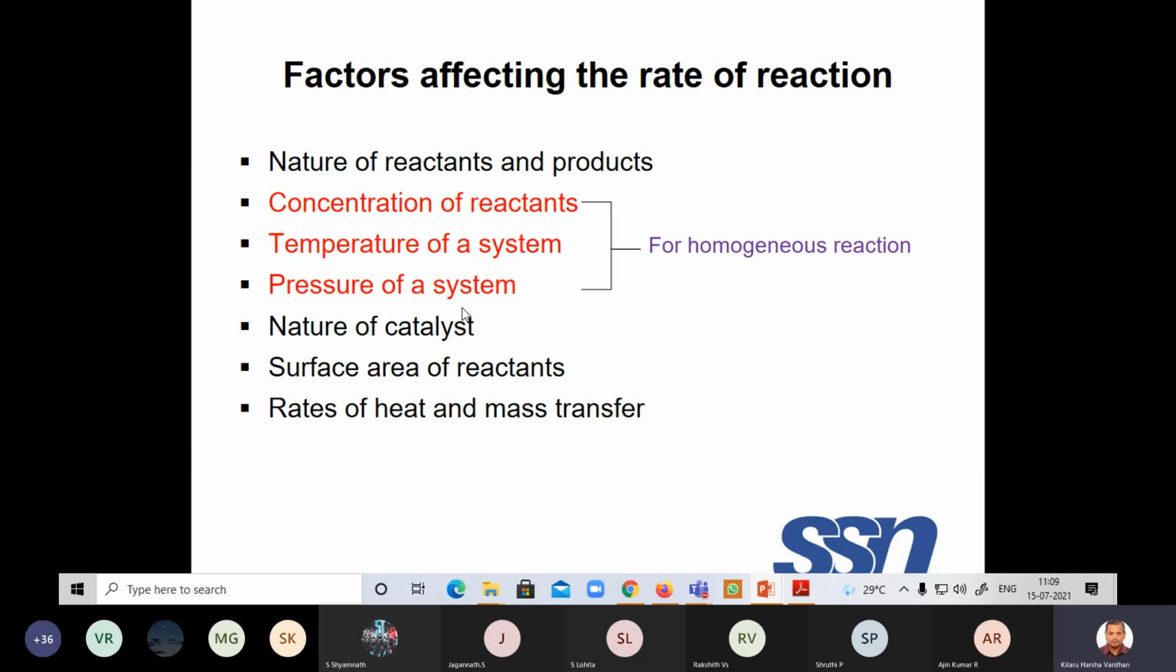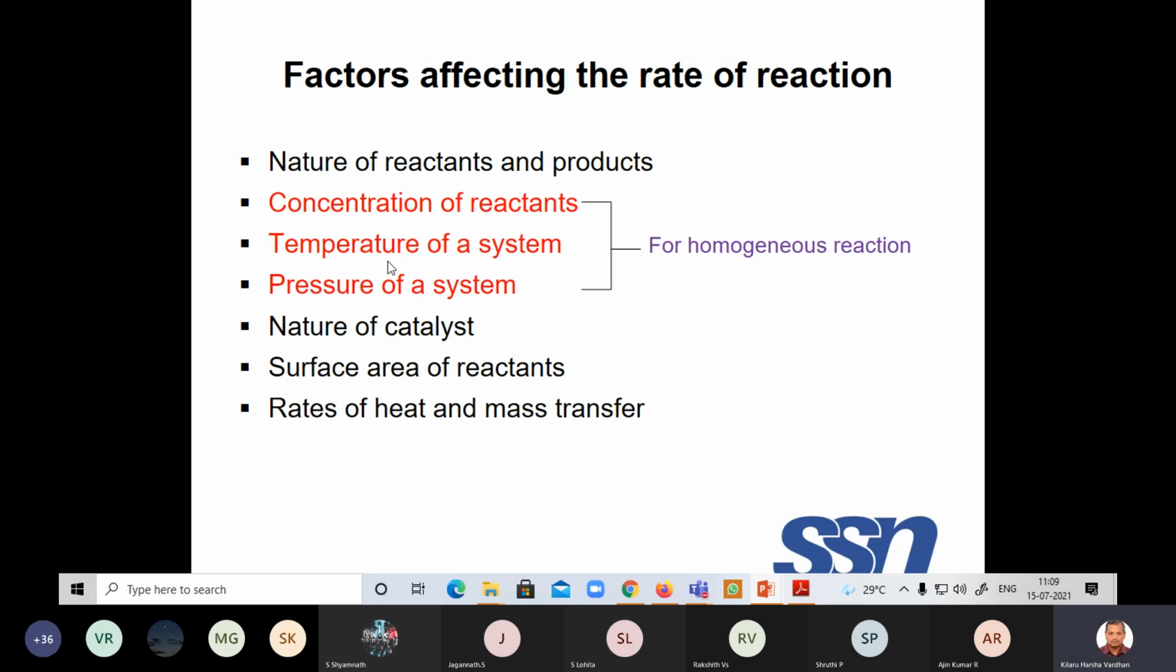The other one is the pressure of a system. So concentration and pressure, you can write the rate in terms of its concentration, or you can write the rate in terms of its pressures also, especially if there is a gas phase system. Instead of concentrations, we will write in terms of the pressures. That we will see, how to write in terms of the pressures.